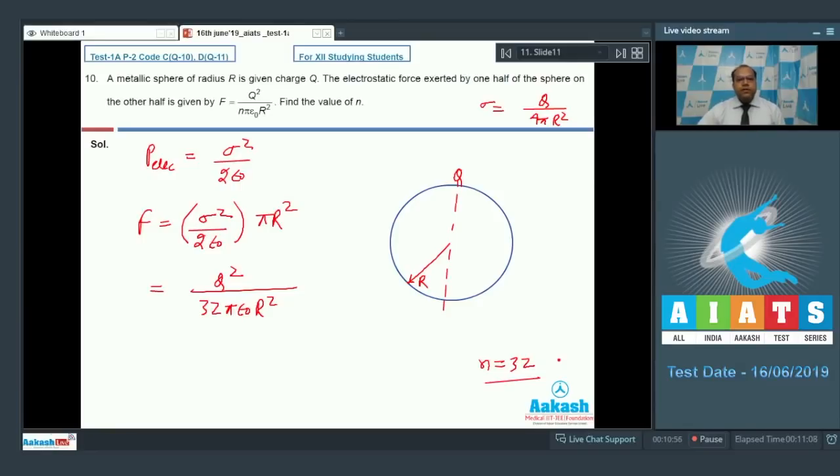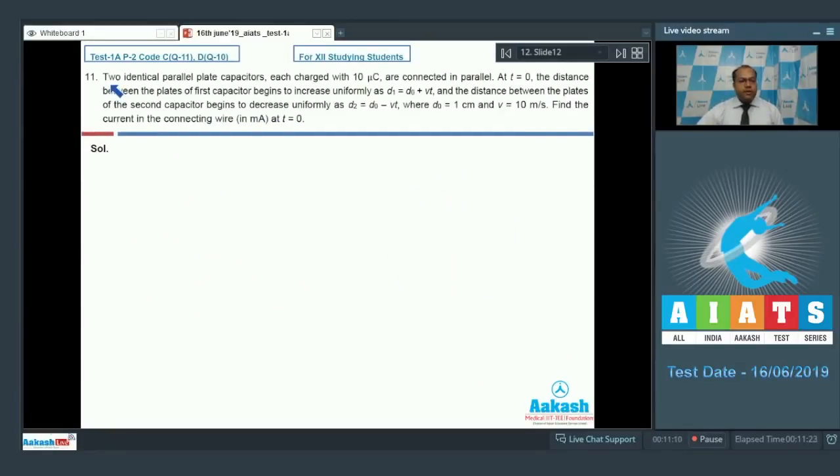Let's move to question number 11. In question number 11, two identical parallel plate capacitors, each charged with 10 microcoulomb, are connected in parallel. At t equal to 0, the distance between the plates of the first capacitor begins to increase uniformly as d1 equal to d0 plus vt, and the distance between the plates of the second capacitor begins to decrease uniformly as d2 equal to d0 minus vt, where the values of d0 and v are given. Find the current in the connecting wire at t equal to 0 in milliampere.